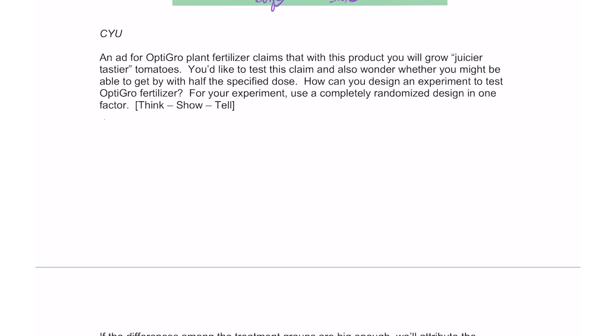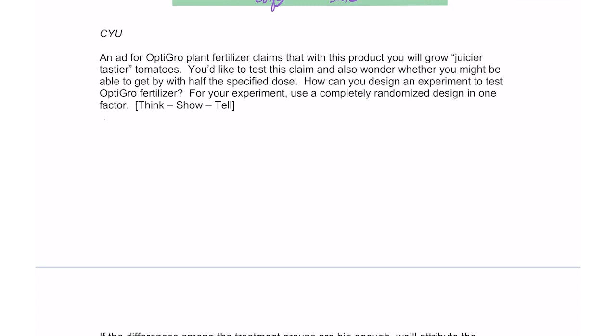An ad for Optigrow plant fertilizer claims that with this product you will grow juicier, tastier tomatoes. You'd like to test this claim and also wonder whether you might be able to get by with half the specified dose. How can you design an experiment to test Optigrow fertilizer? For your experiment, use a completely randomized design in one factor. Here we're going to think, show, and tell.